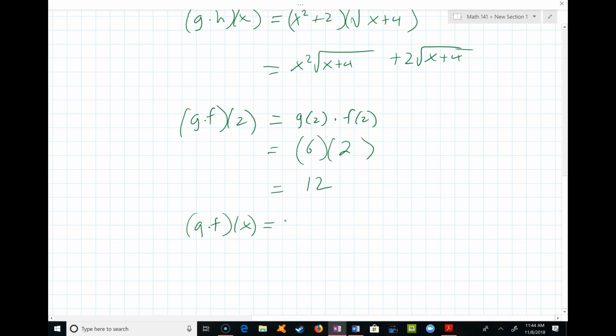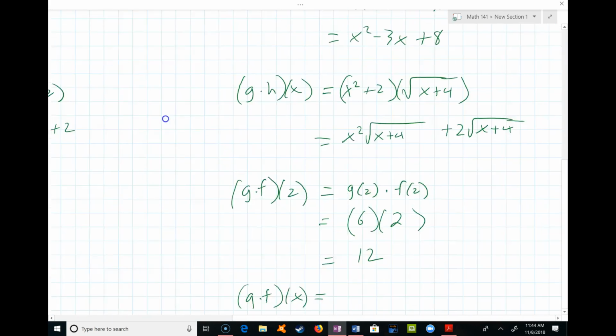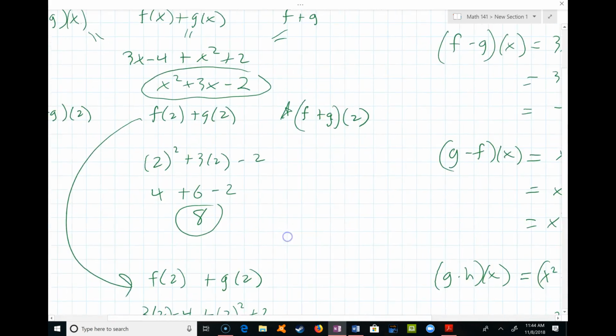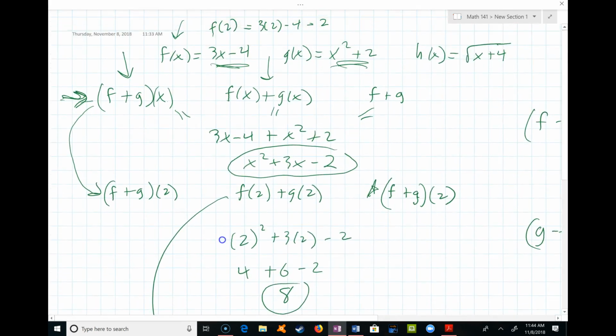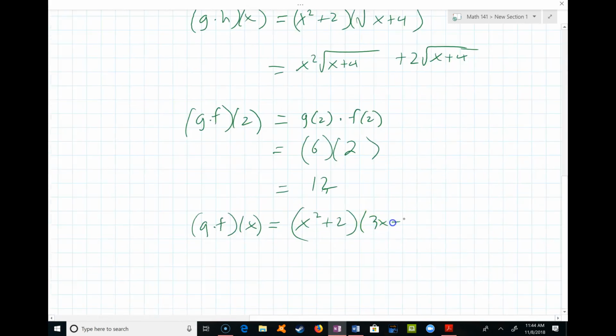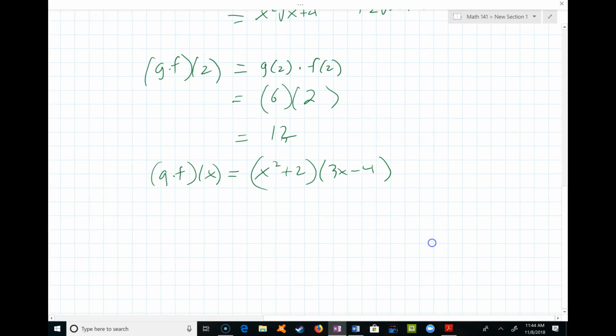So let's try that. So g of x was x squared plus 2, right? And f of x was 3x minus 4. So in this case, I have a binomial times a binomial, so I have to distribute. So x squared times 3x, that'd be 3x cubed. x squared times negative 4, that'd be negative 4x squared. 2 times 3x, that'd be positive 6x. And 2 times negative 4 would be negative 8.